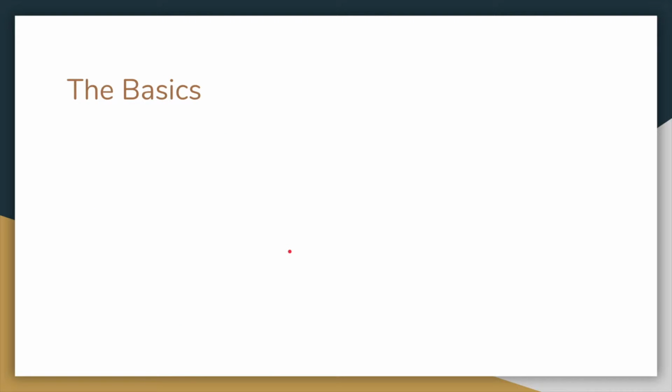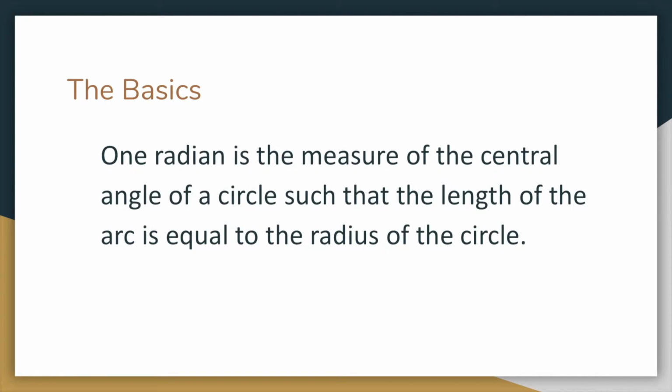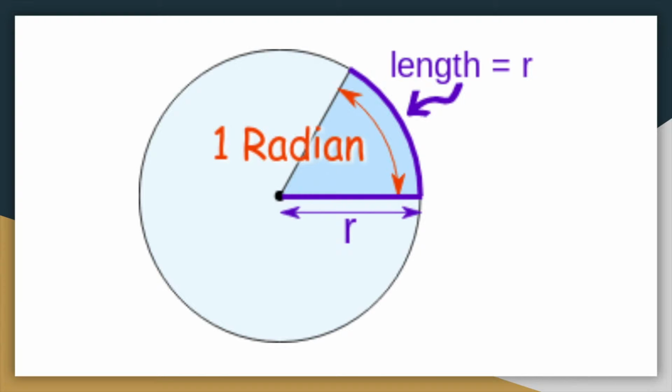So before we get into recognizing patterns in the unit circle, we have to be familiar with the basics. The first being that 1 radian is the measure of the central angle of a circle such that the length of the arc is equal to the radius of the circle. This picture here shows how 1 radian is the measure of the central angle of a circle such that the length of the arc is equal to the radius of the circle. Notice how the radius here is equal to the arc length here. And this is what 1 radian looks like.